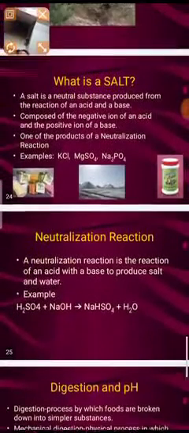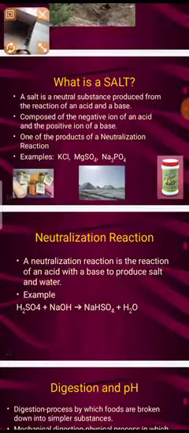Now what is a salt? A salt is a neutral substance produced from the reaction of an acid and a base. Another definition: a salt is a compound of the negative ion of an acid and the positive ion of a base. In other words, it is one of the products of a neutralization reaction, and the examples are KCl, MgSO4, Na3PO4.